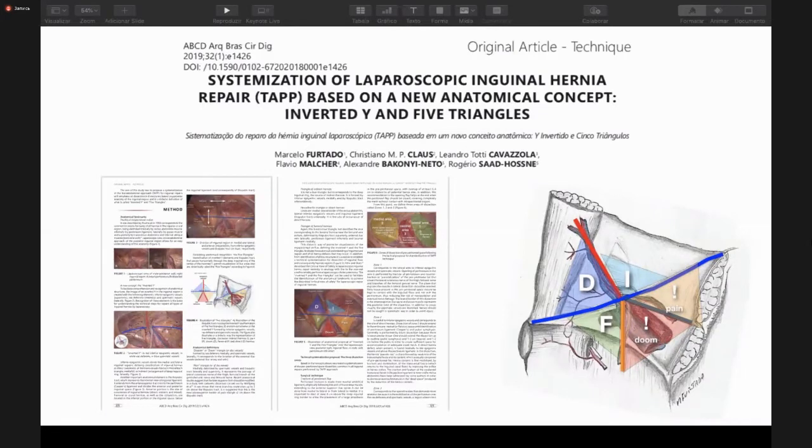I based my class on two articles. One of those is this one. We published this paper two years ago. It's a systematization of laparoscopic inguinal hernia repair based on a new anatomical concept. I will talk a little about open anatomy, but I think the more important for us is to discuss the posterior anatomy that I call laparoscopic anatomy. I think it's more important for us to talk about some aspects and some landmarks that we think are important.